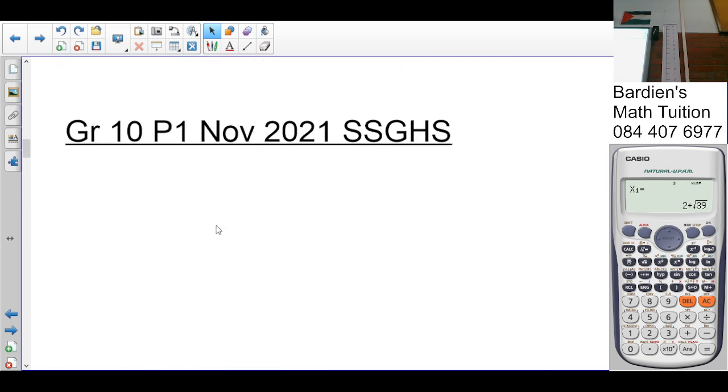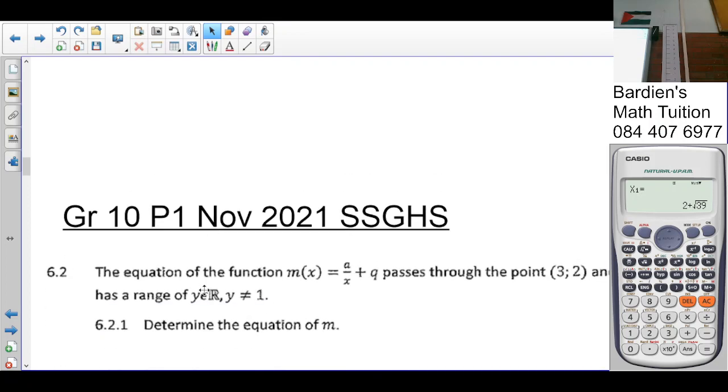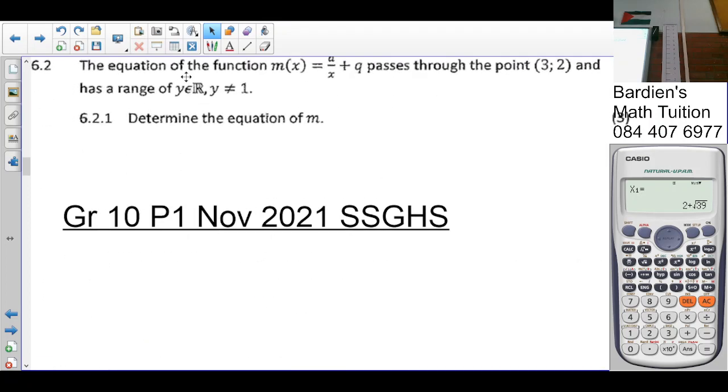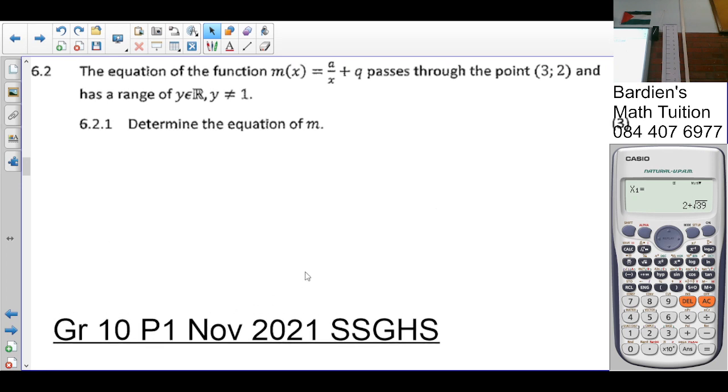Okay, so the next one, 6.2. We are told that the equation of the function m of x is equal to a over x plus q, passes through the point (3; 2) and has a range of y is an element of all real numbers and y is not equal to 1. If you have this one, we notice that we know what the equation of the asymptote is. Why? Because this is your hyperbola graph. We have two asymptotes, and they exclude the asymptote value on your range there. Alright, determine the equation of m.